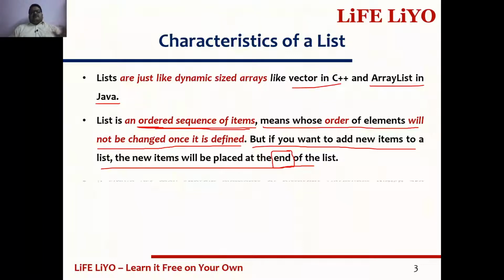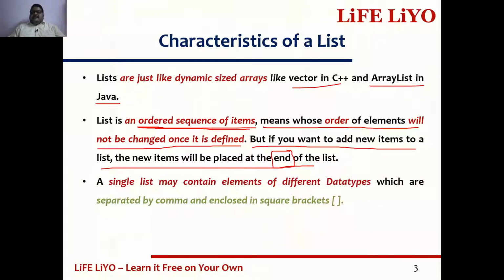This is one of the most important ones. The next one is that a single list may contain elements of different data types. That's what one of the definitions said: a list is a collection of heterogeneous elements of different data types. So how are these elements stored? They are stored in square braces, with each and every element separated by a comma.